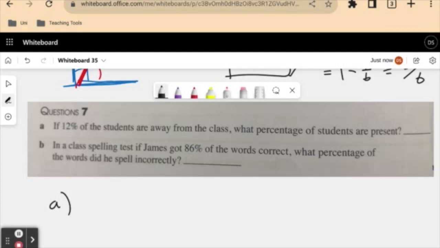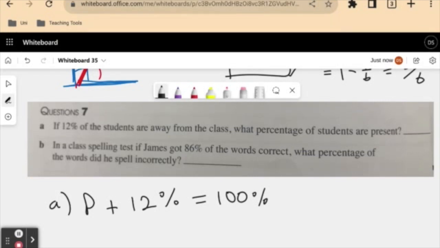Now, let's look at question A. If 12% of the students are away from the class, what percentage of students are present? Well, I'm going to write P for students present, and I know that the students present plus the 12% of students that are absent makes up 100% of the class.